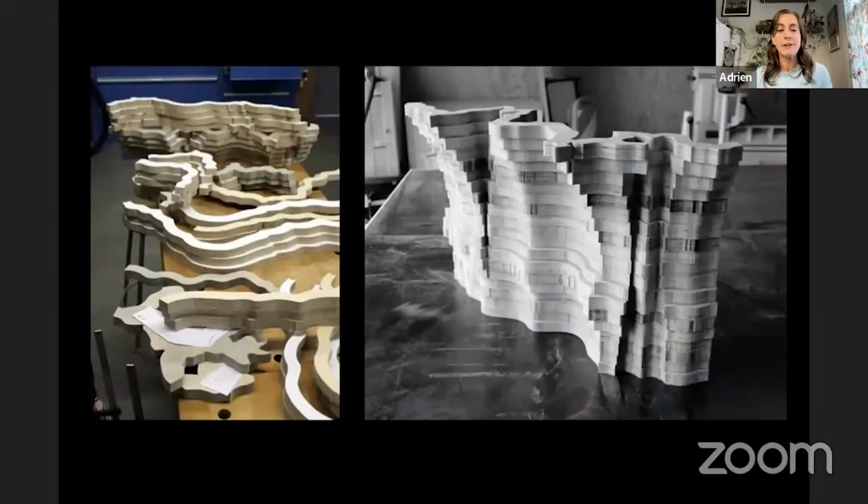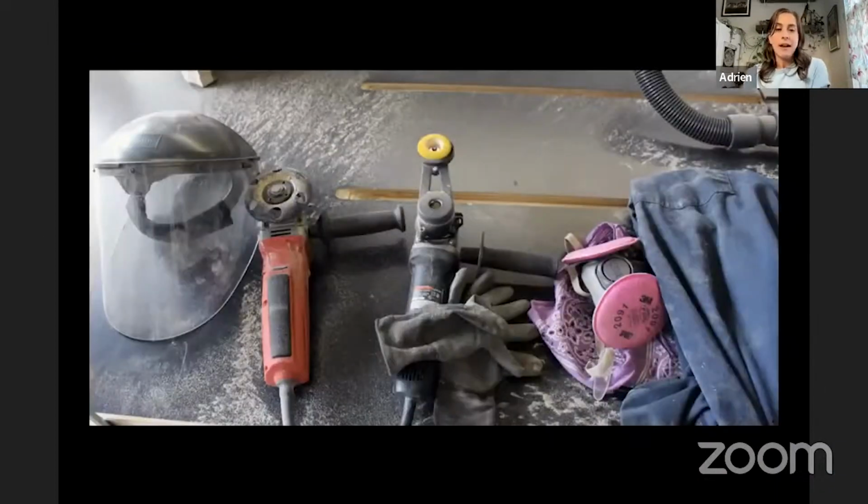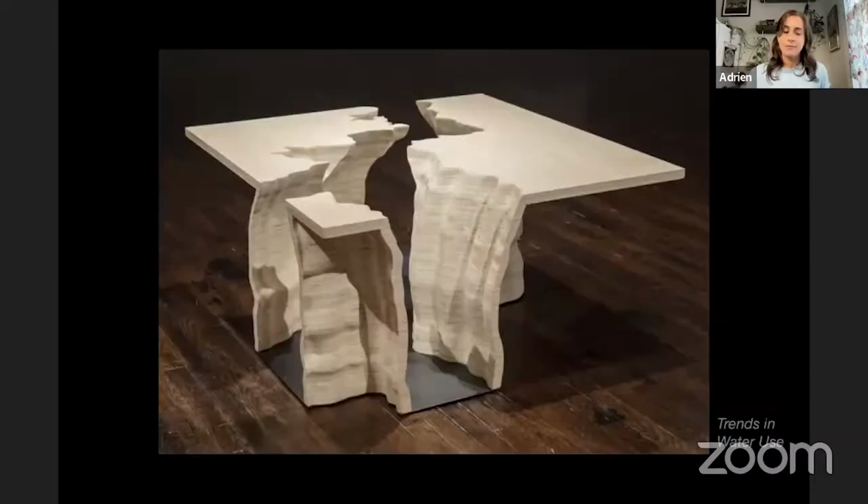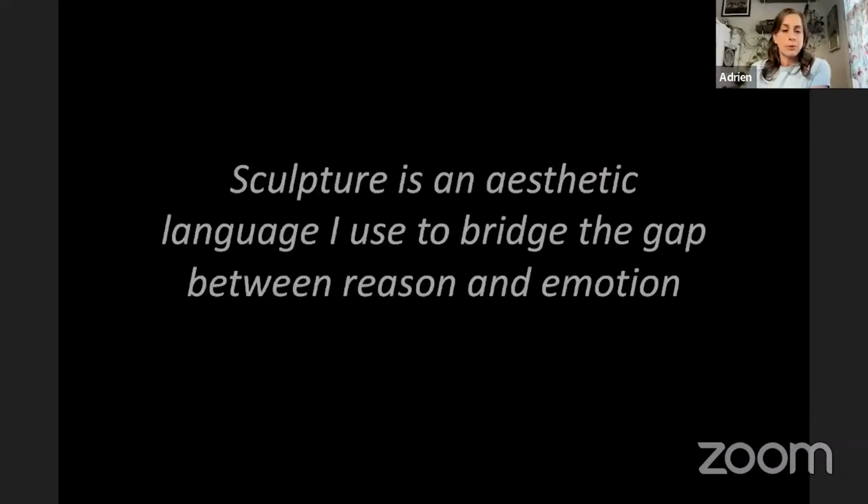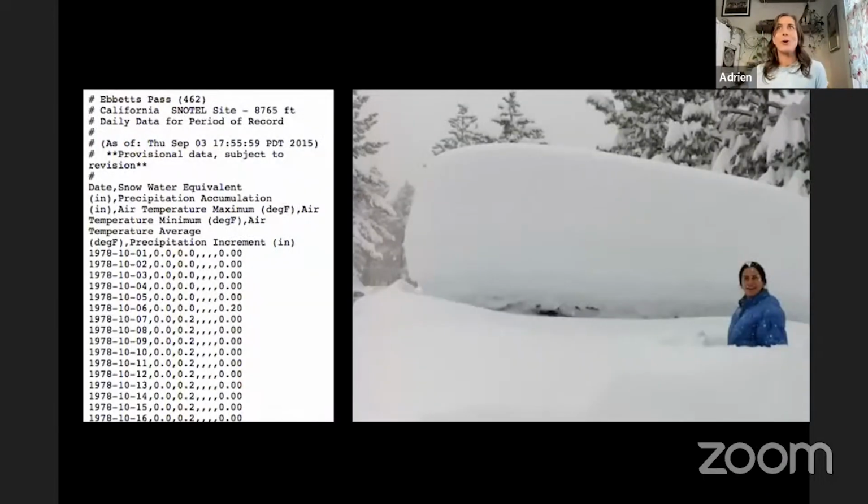So my process of physical building involves cutting a lot of wiggly shapes, sometimes with a bandsaw, sometimes with a CNC, stacking them up into a lamination and then carving them all back with a lot of abrasive tools, and then resolving and refining the shape into a really finished, smooth surface that invites touch. Sculpture is an aesthetic language I use to bridge the gap between reason and emotion. That's kind of the heart of my artist statement.